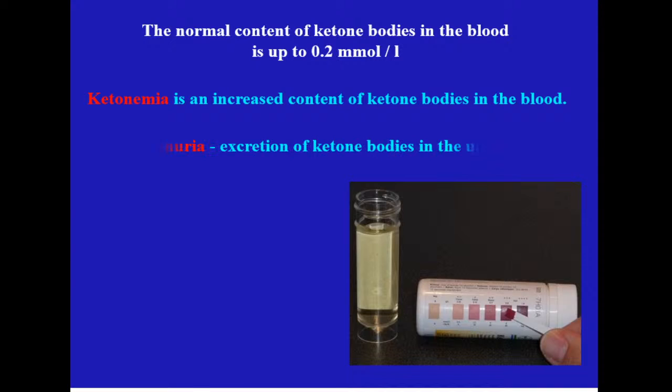Write please the definitions of terms. What is ketonemia? Ketonemia is a situation where the content of ketone bodies in the blood is increased. Ketonemia, not hyperketonemia, because normally, as we told, a very, very small quantity is present. And ketonuria, also not hyperketonuria, only ketonuria.